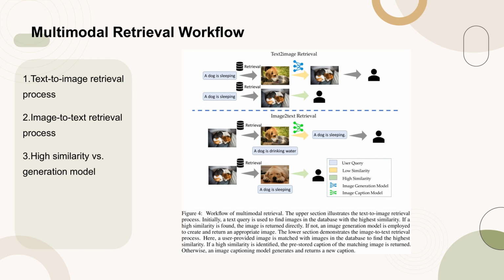The image-to-text retrieval process involves matching a user-provided image with images in the database. If a high similarity is detected, the corresponding caption is returned. If not, an image captioning model generates a new caption. This workflow highlights the dual capabilities of retrieval and generation in handling multimodal queries.